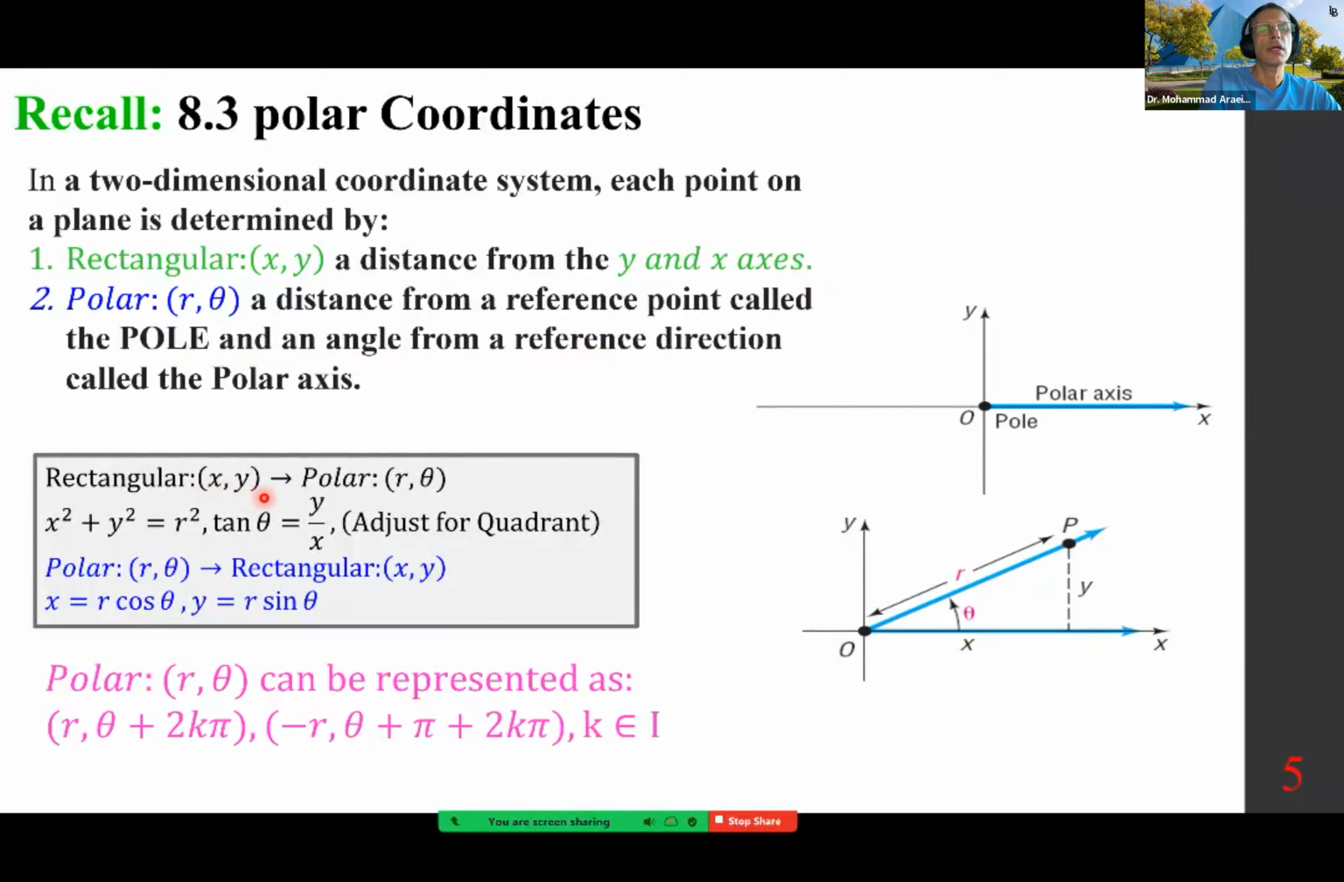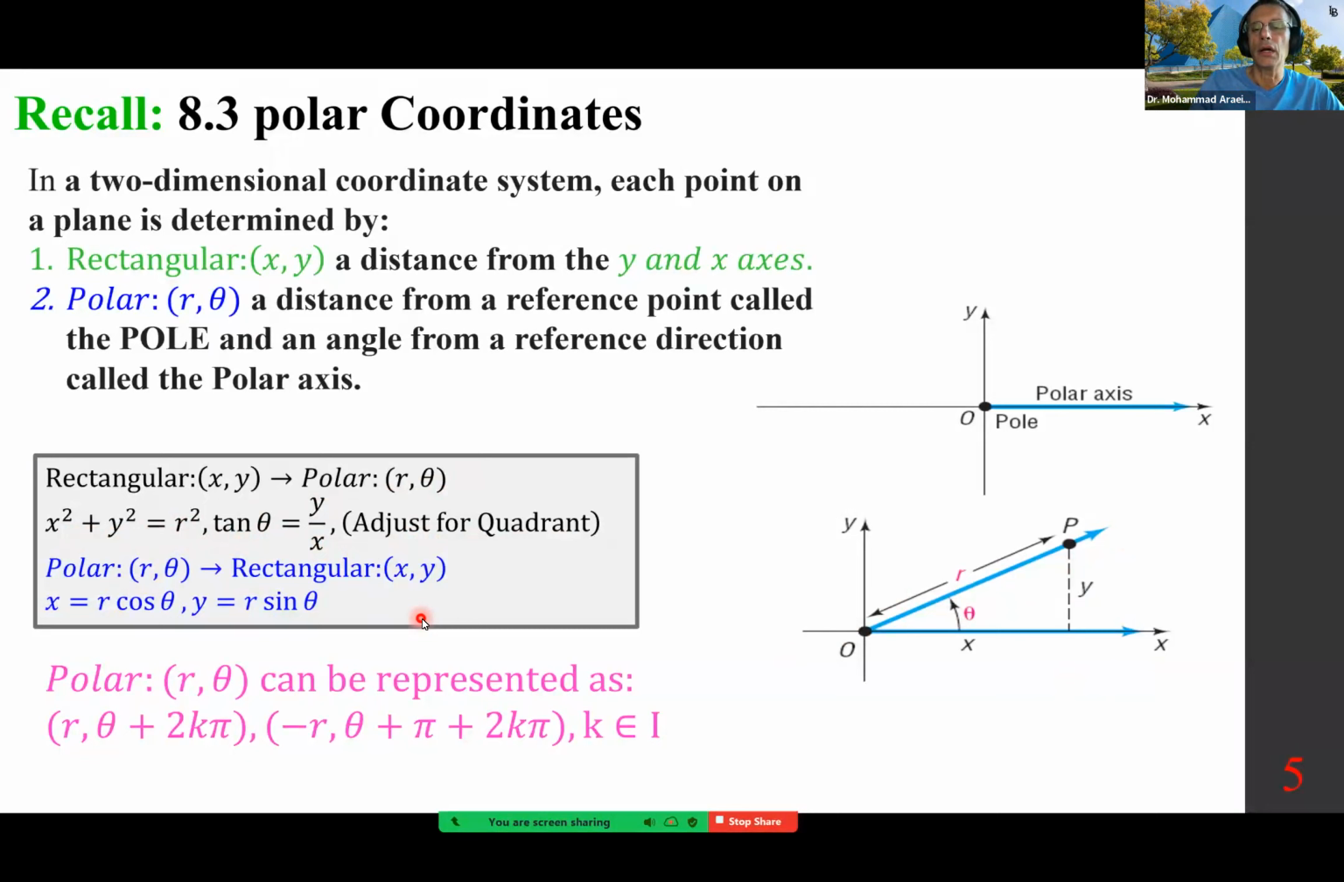Rectangular has coordinates x comma y. Polar has coordinates r comma theta. X squared plus y squared is r squared. This is how we find r. And tan of theta is the ratio of y to x, and we have to adjust for the quadrant to figure out whether theta is positive, negative, and so forth. And of course, x is r cosine theta, y is r sine theta.